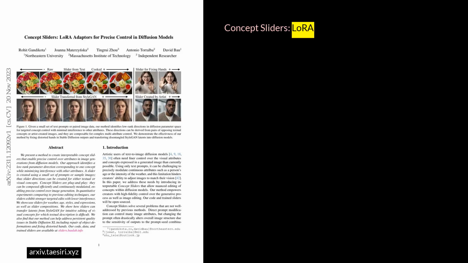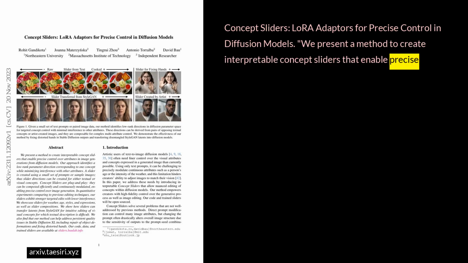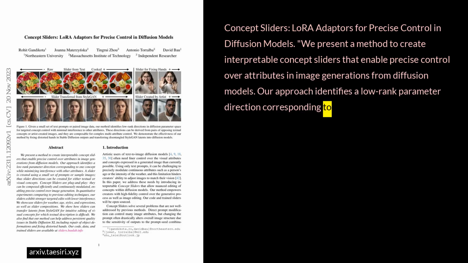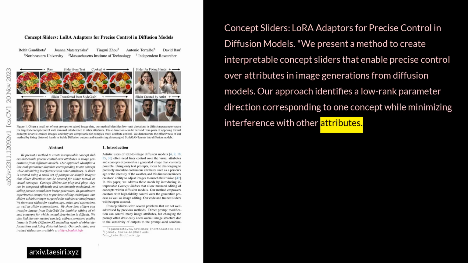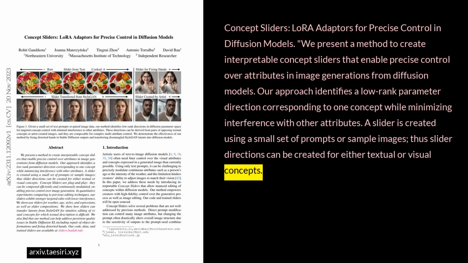Concept Sliders: LoRA adapters for precise control in diffusion models. We present a method to create interpretable concept sliders that enable precise control over attributes in image generations from diffusion models. Our approach identifies a low-rank parameter direction corresponding to one concept while minimizing interference with other attributes. A slider is created using a small set of prompts or sample images. Thus, slider directions can be created for either textual or visual concepts.